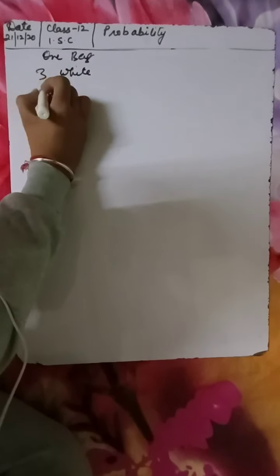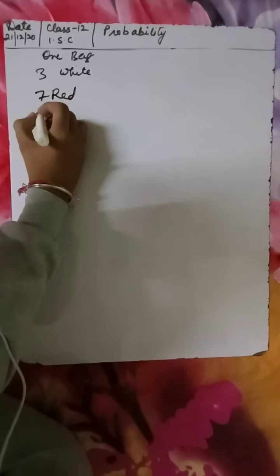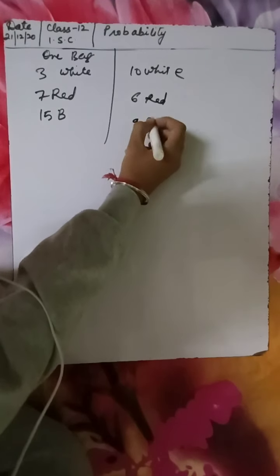Okay, so let's do another question. I'm reading this question that came in ISC 2003. One bag contains 3 white, 7 red and 15 black balls. Another bag contains 10 white, 6 red and 9 black balls.